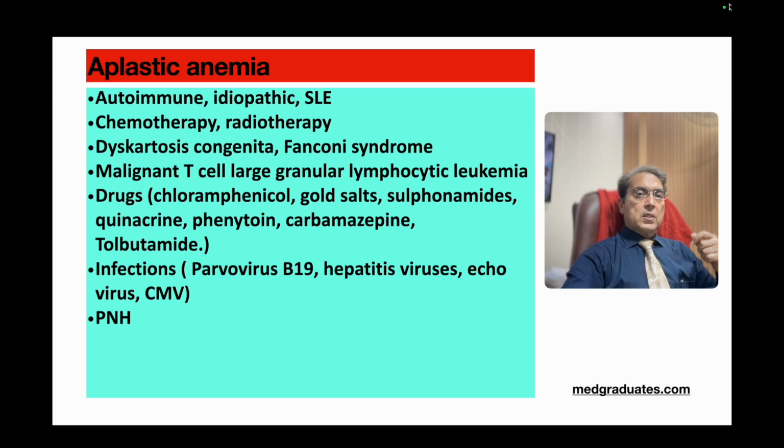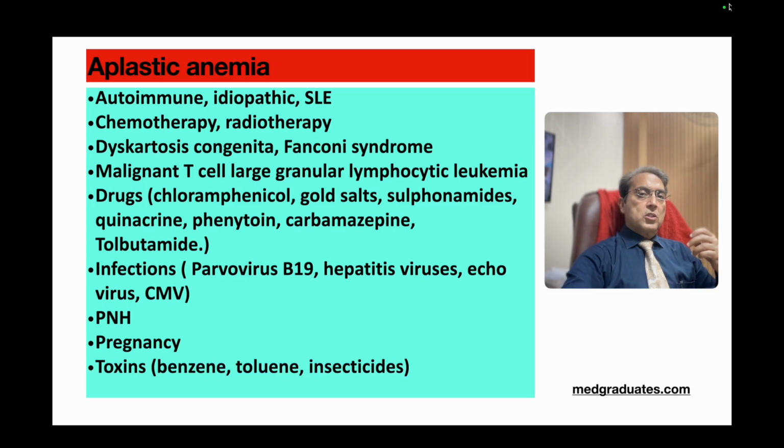Then paroxysmal nocturnal hemoglobinuria is associated with aplastic anemia. Pregnancy can be one reason. The patient may develop aplastic anemia during pregnancy, and then certain toxins like benzene, toluene, and insecticides, basically the chemicals which contain a benzene ring, can produce aplastic anemia.